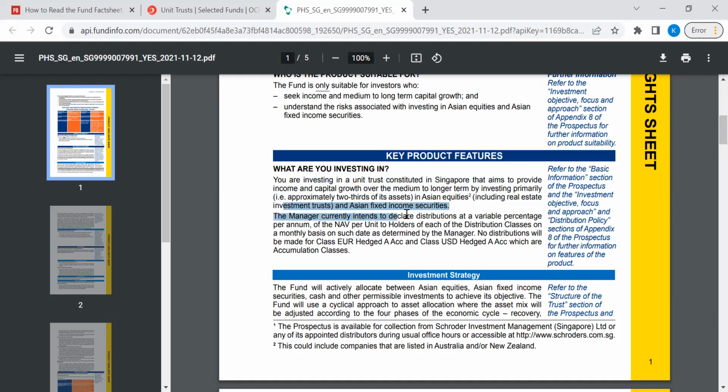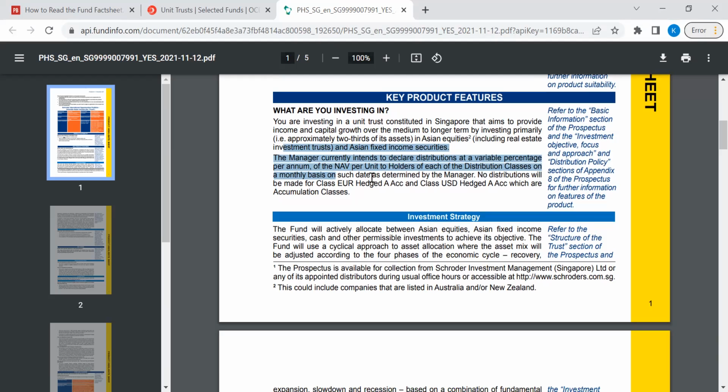The manager currently intends to declare distribution at a variable percentage per annum of the net asset value, NAV, which stands for net asset value per unit, to holders of each distribution class on a monthly basis. Okay, some of you might get lost. Sounds very technical. What they actually mean is every month they will declare a distribution. The fund will pay you back cash flow. So they are actually paying you with your own money, because this cash flow is deducted from the net asset value of the fund that you invest in.